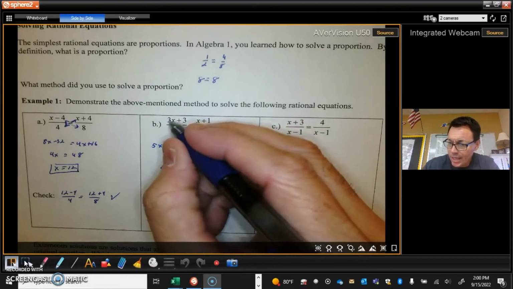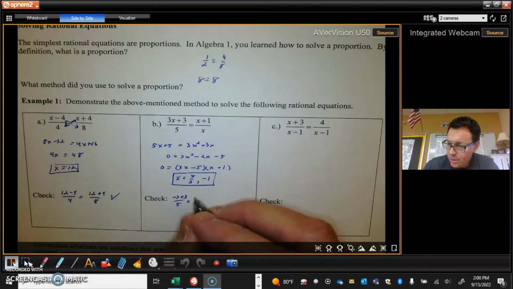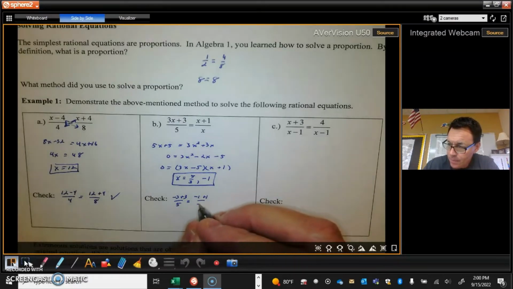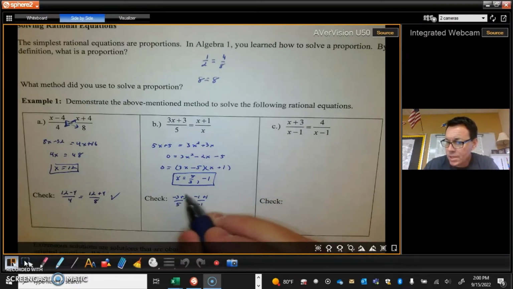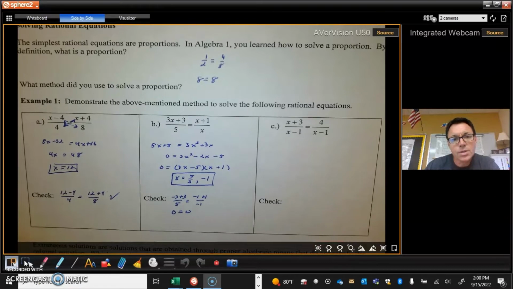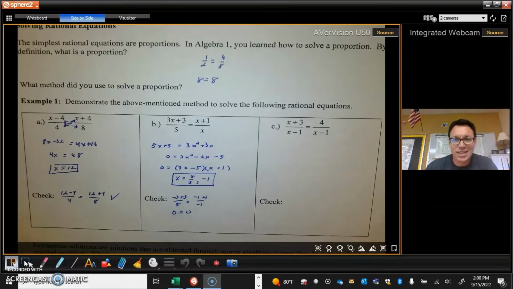So if I put a -1 right here, I'm going to get -3 plus 3 over 5 is equal to -1 plus 1 over, what's that, a -1? All right, so this is 0 divided by something equals 0 divided by something, so it's just 0 equals 0. Okay, so those are going to work, no problem. That answer works. If you want to check the 5/3, go ahead and knock yourself out.